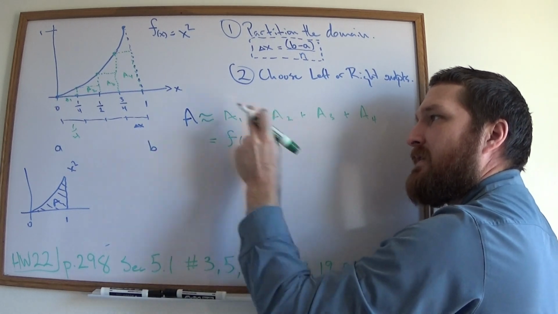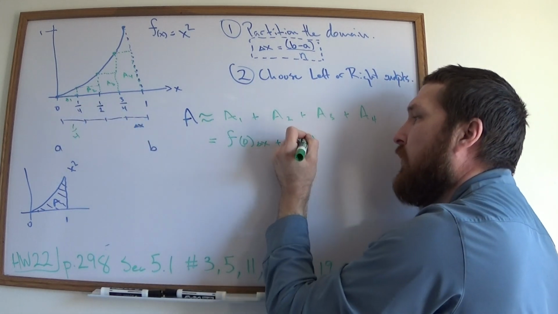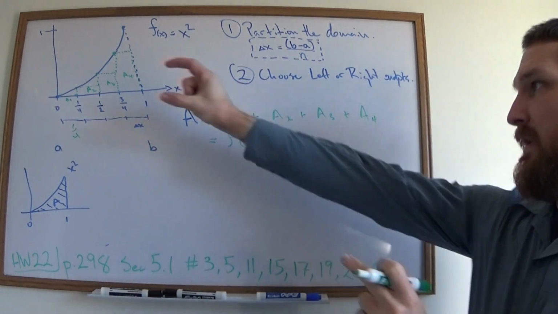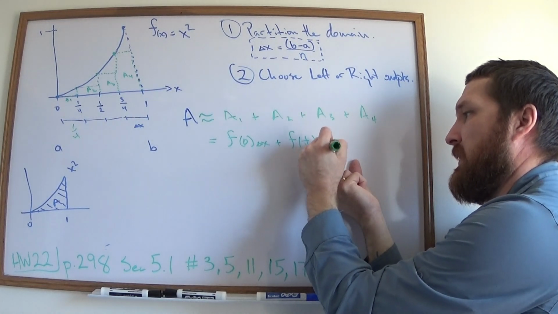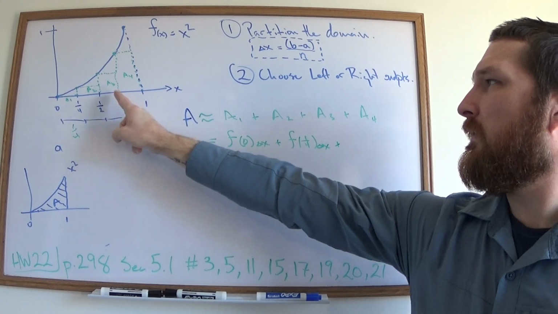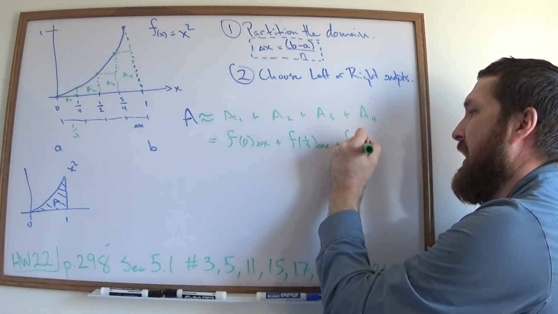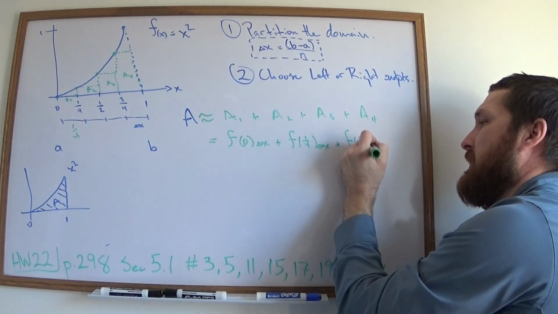Same thing here. The second area, its height is given by, well, when I plug in 1/4 into the function, that gives me the height, right? That's the height right there. Multiply by the width, which is still just delta x. The third one, now what am I plugging in to get A3? A half. I plug in a half. That gives me the height. What's the width? Delta x. Still just delta x. Okay.